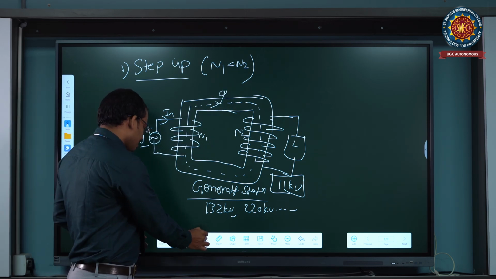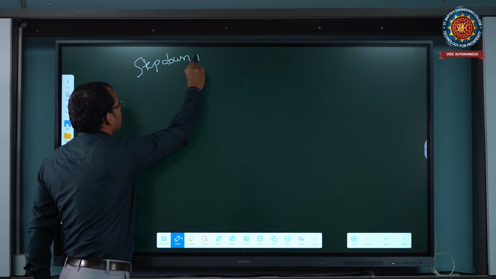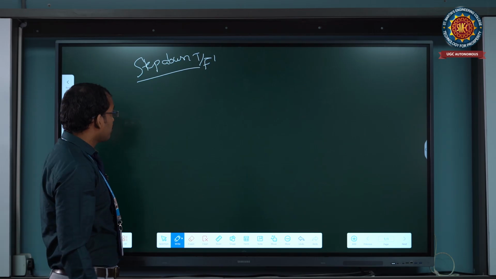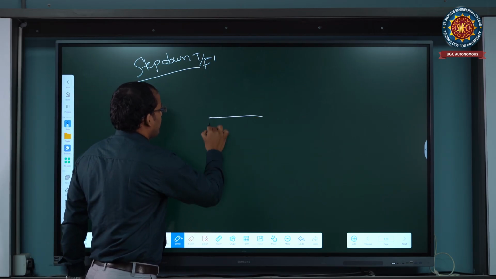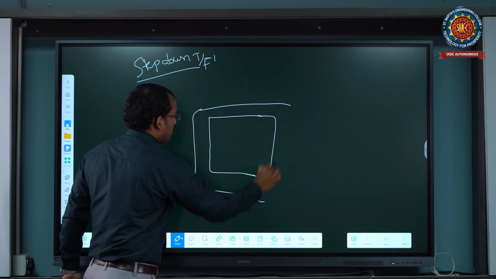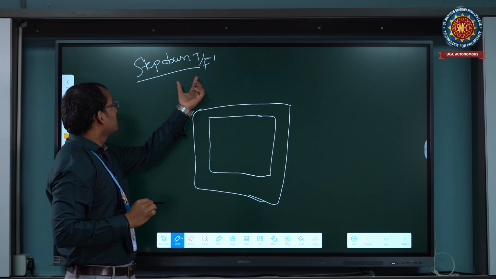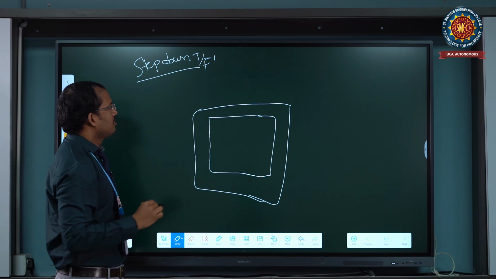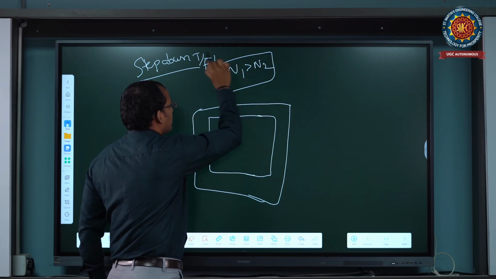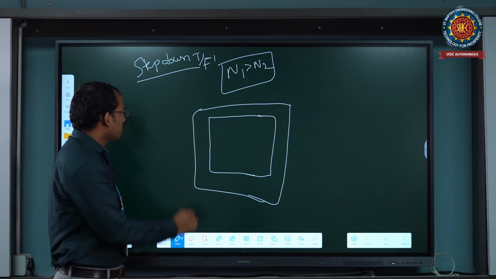So this is the step up transformer, and the other one is the step down transformer. See the step down transformer. Similarly, draw the rectangular or square shape of the iron core. Step down means we are decreasing the voltage levels, so N1 is greater than N2. N1 means the number of primary turns is more.